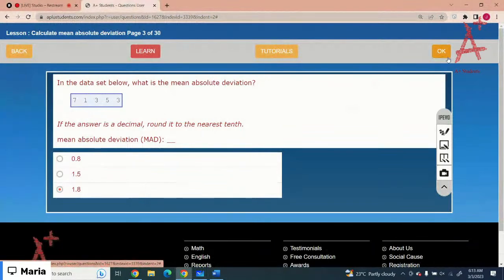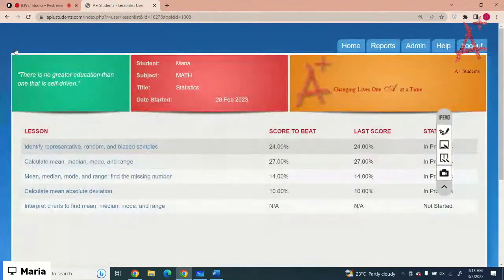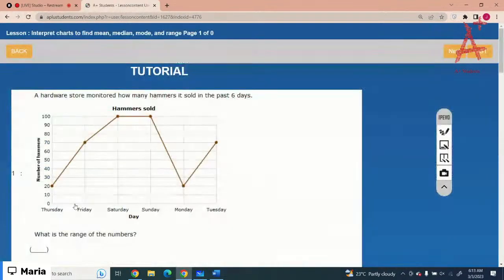Okay, you can complete the test by yourself later today. Let me just move on to the next lesson. The next lesson is interpret charts to find mean, median, mode, and range. Okay, you have to understand the graphs.